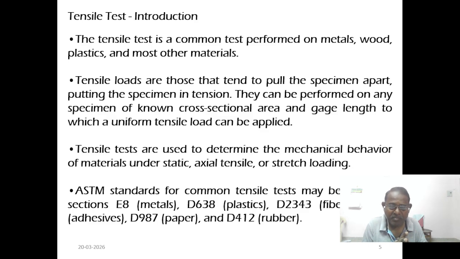Tensile tests are used to determine the mechanical behavior of materials under static, axial tensile or stretch loading. These tests are performed as per the American Society for Testing and Materials standard. Common tensile tests may be found in sections E8 for metals, D638 for plastics, D2343 for fibers for composite manufacturing, D897 for adhesives, D987 for paper, and D412 for rubbers. So these are all the ASTM specifications for different metallic and non-metallic materials.